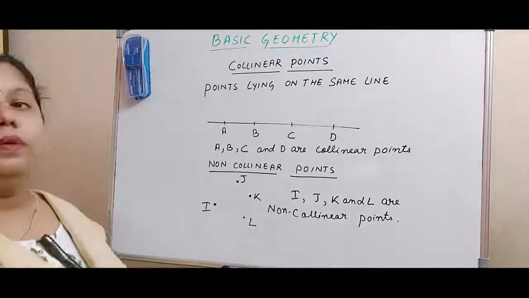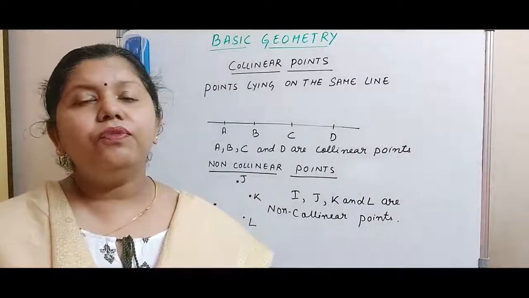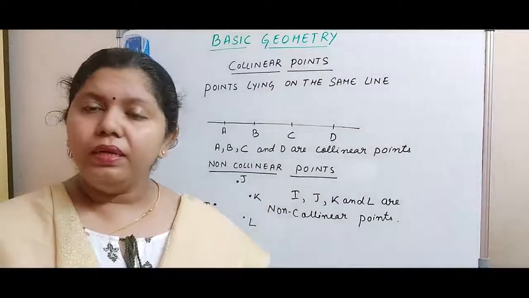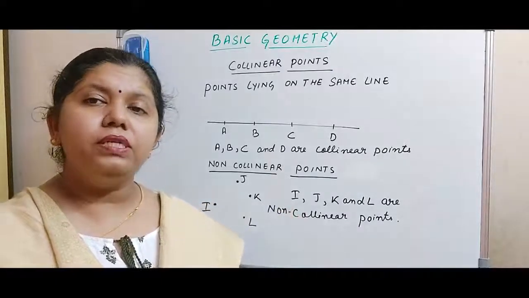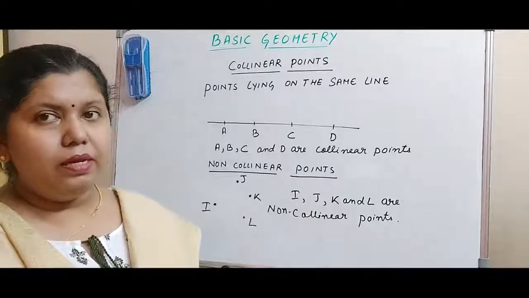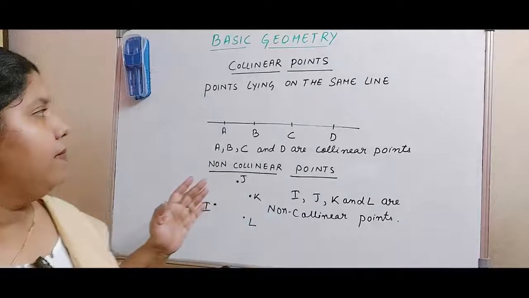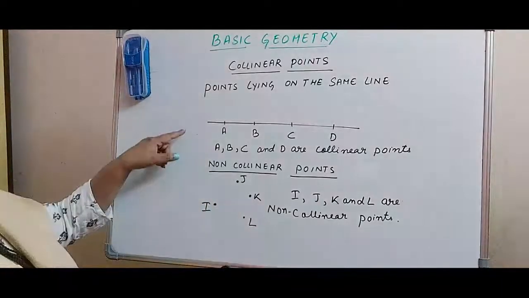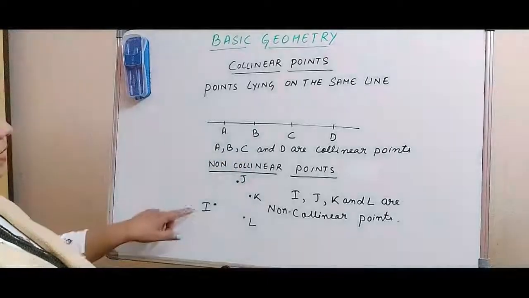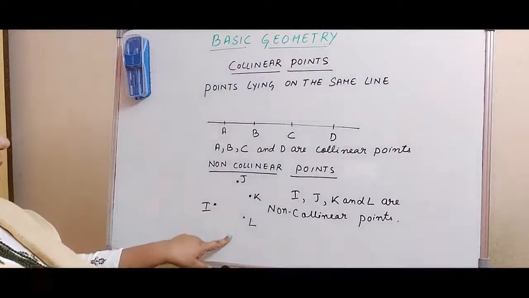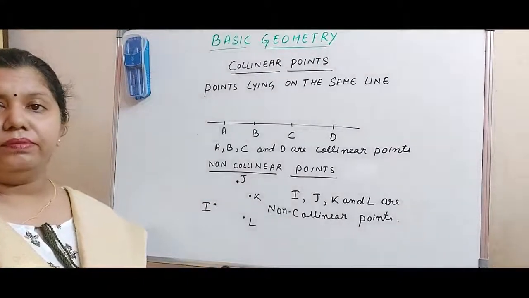Now another important concept is collinear points. It's very simple. If you find the points on the same line, then they are considered collinear points. But if the points do not lie on the same line, then they are called non-collinear points. So here is the example. You can see A, B, C and D are lying on the same line, so they are called collinear points. Whereas I, J, K, L are non-collinear points because they don't lie on the same line.